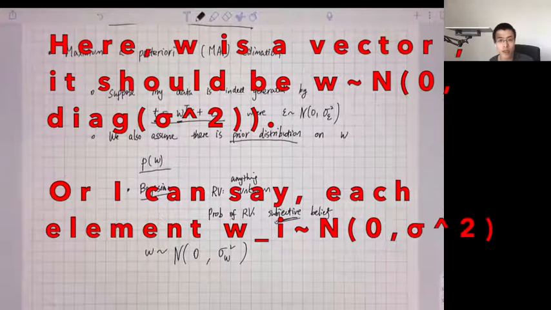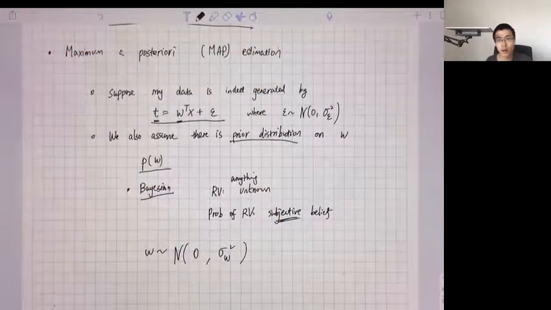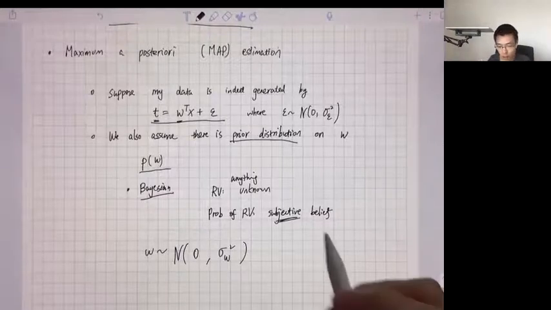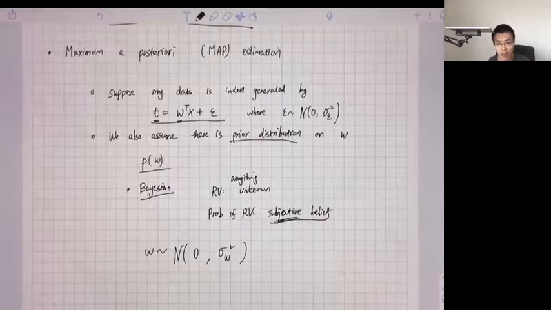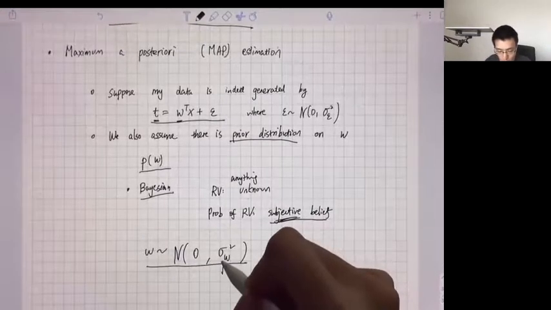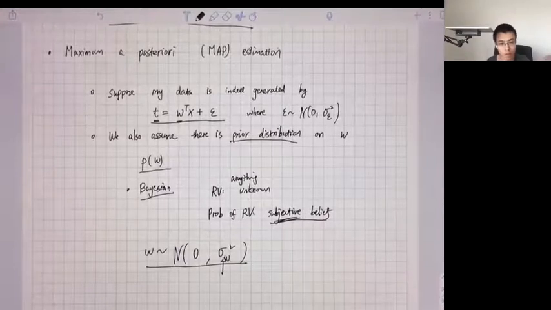So does it make sense? So I say without knowing data, I don't know W either, right? So I just assume a prior distribution over W. I have the right to assume that. I have the right to define my subjective belief. And now my subjective belief is this, with some hyperparameter sigma W squared.